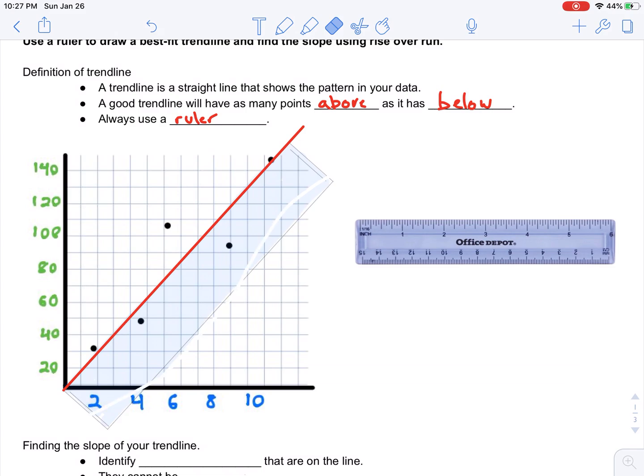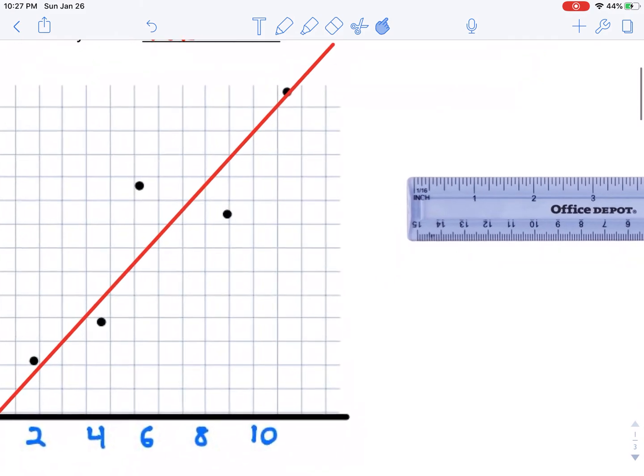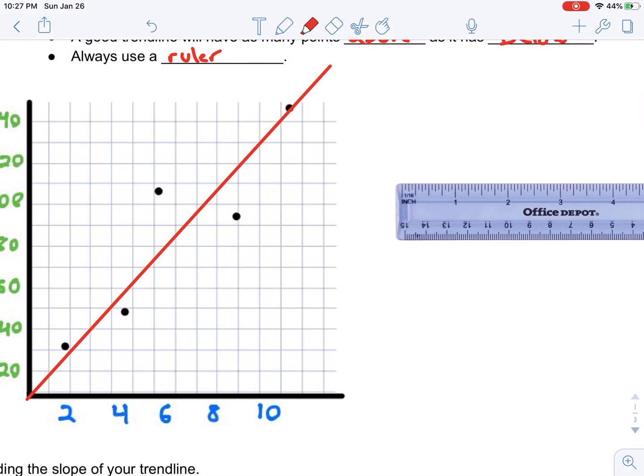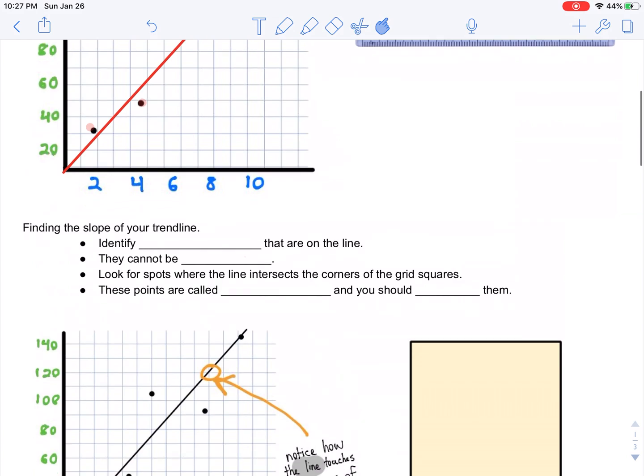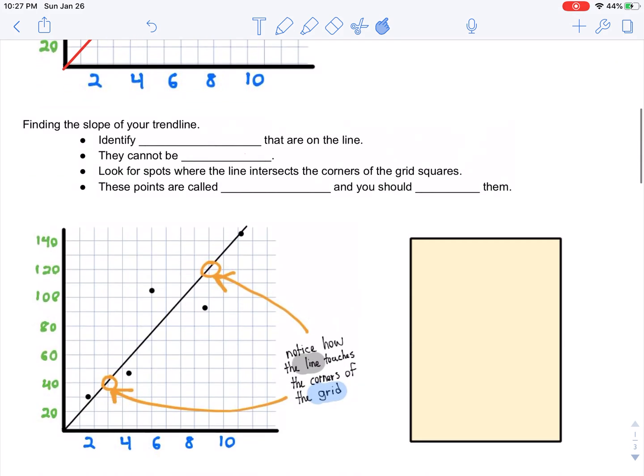I'm going to erase this. And yeah, that's looking pretty good. I got 2 points above, 2 points below, and 1 data point kind of on the line. We have an odd number of data points, so this is as good as we're going to get. I like that. So cool. Step 1 done. Next, we want to find the slope of this trend line.